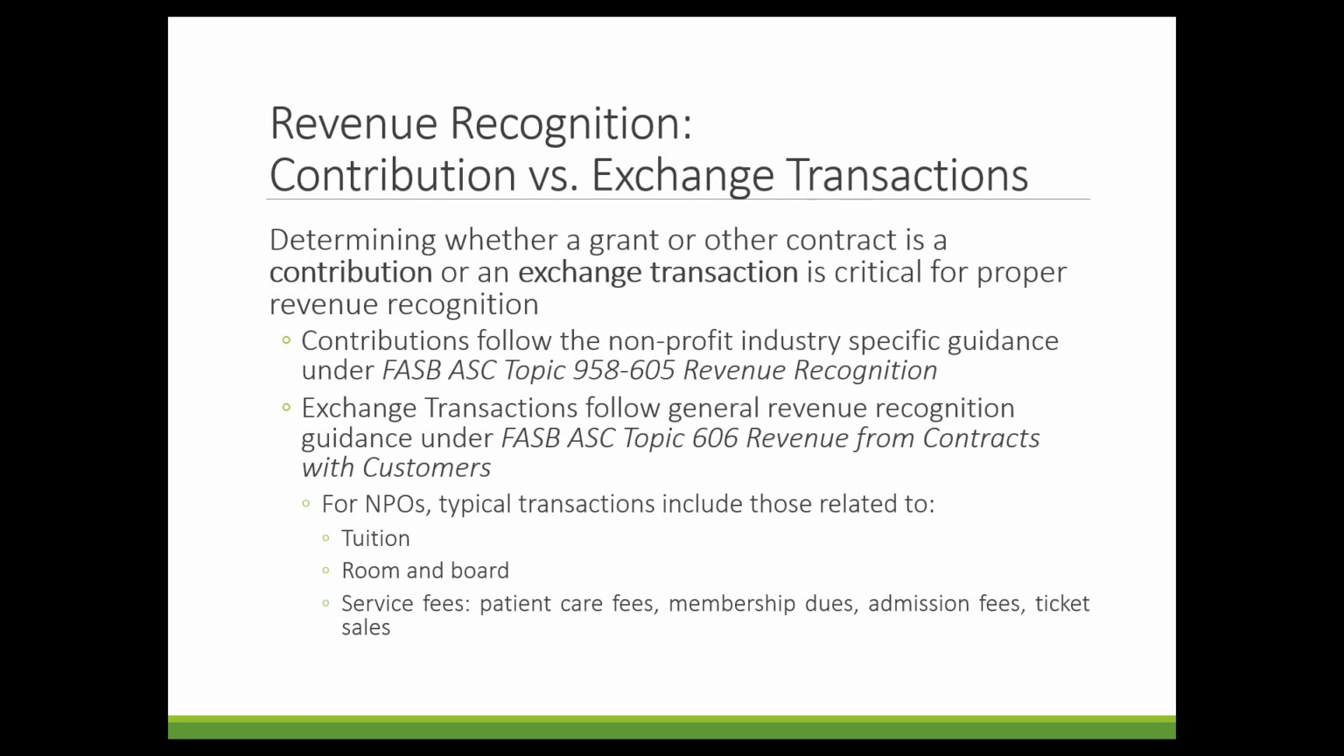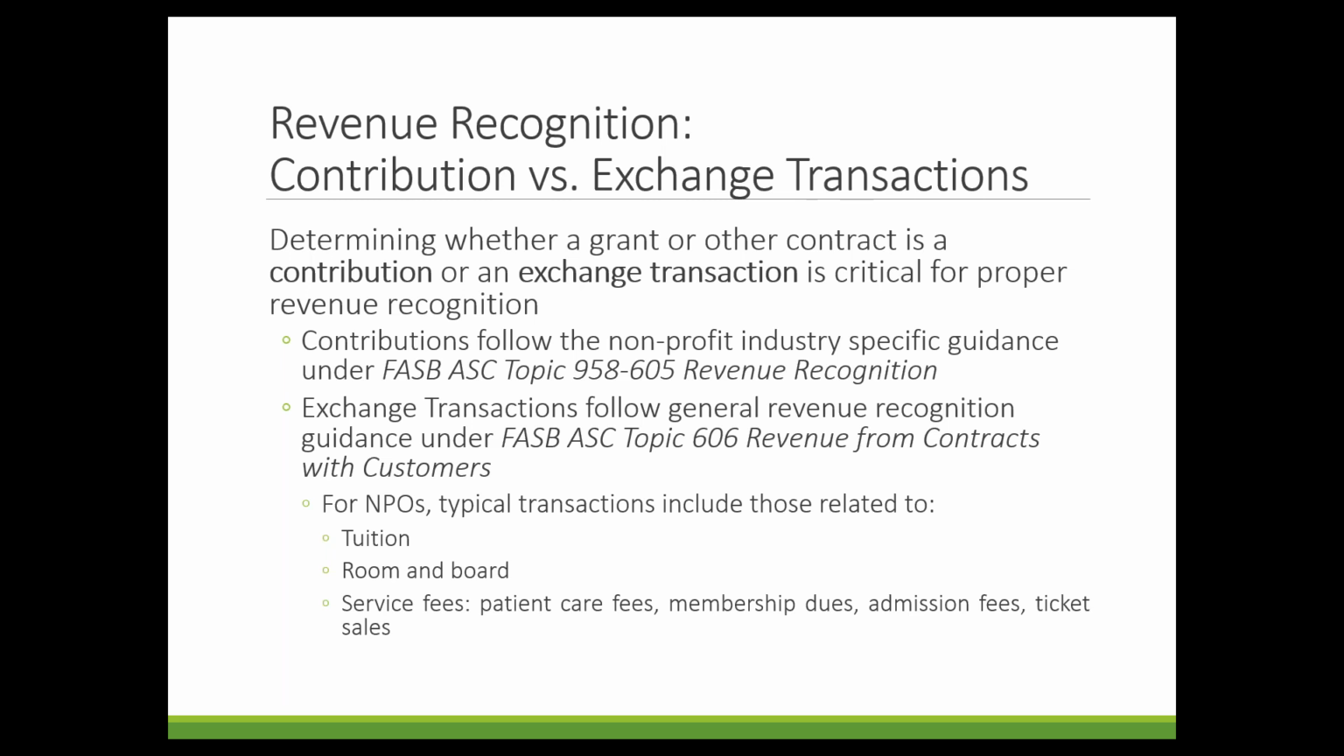Contributions follow the nonprofit industry specific guidance, which is located in FASB ASC topic 958-605, whereas exchange revenues follow FASB ASC 606, which is generally the rest of the revenue guidance used by for-profit organizations. There's some common exchange revenue that happens within nonprofits that includes things like tuition, room and board, and service fees, including service fees for patient care, membership dues, etc.